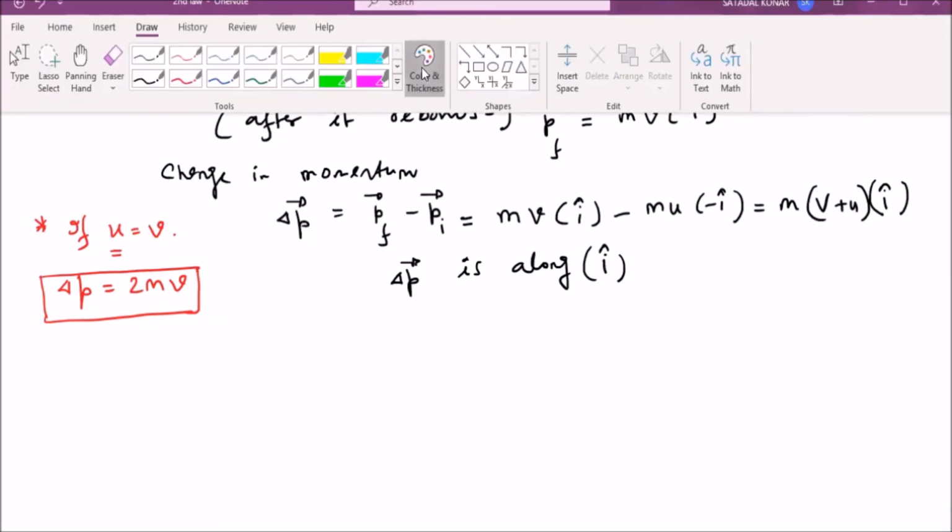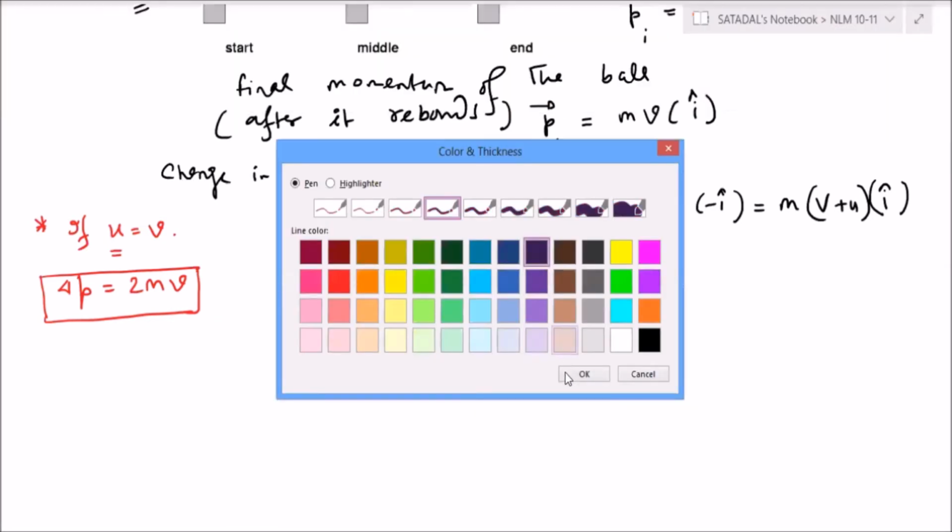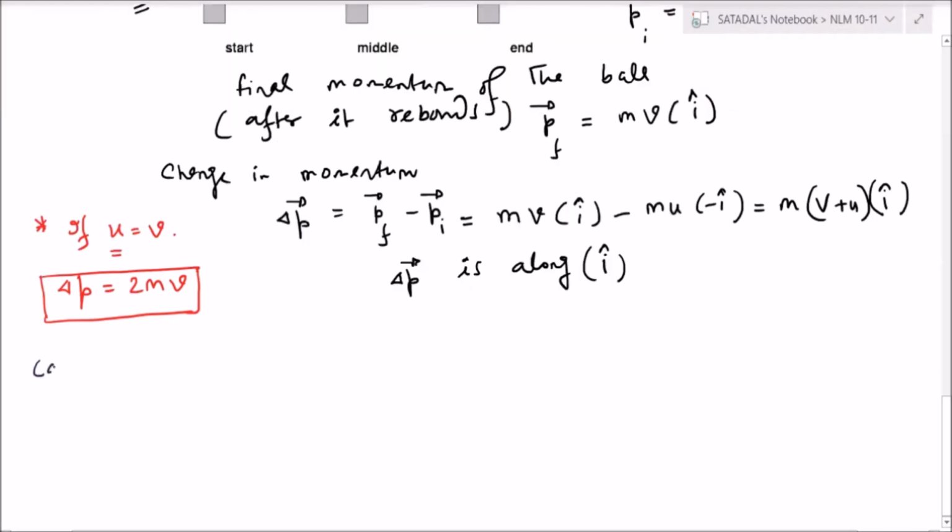Fine. So now let us go for case 2. Case 2 will be a different kind of case where the ball will be hitting the wall at some angle.